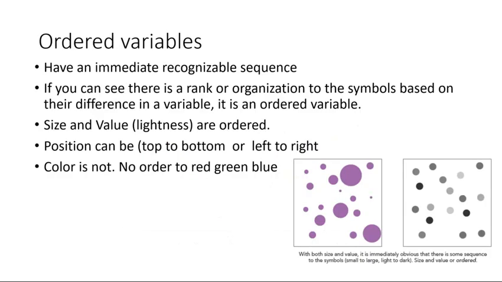Ordered variables. So this is really important when we're thinking about things like sequential color ramps. Ordered variables have an immediate recognizable sequence. If you can see that there's a rank or organization of the symbols, then it's an ordered variable. So size and value are ordered. When we look at this set of different size circles, we can imagine that they represent a graduation in some numeric variable. And same here, the change in shade or value implies that it's representing some kind of continuous variable.